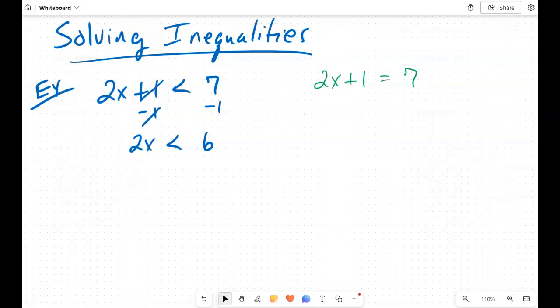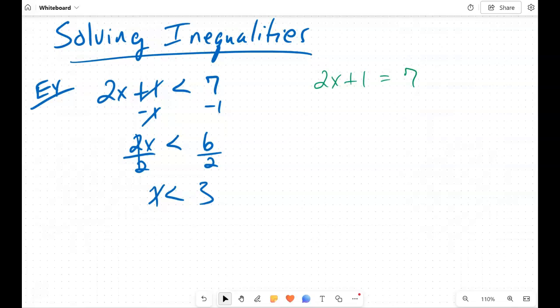And now we can focus on getting rid of the 2. And you always do the opposite operation. This is currently multiplication, so we will remove the 2 and get the x by itself by doing the opposite of multiplication, which is division. So if I divide 2 on both sides, 2's now cancel, leaving me with x is less than 3.